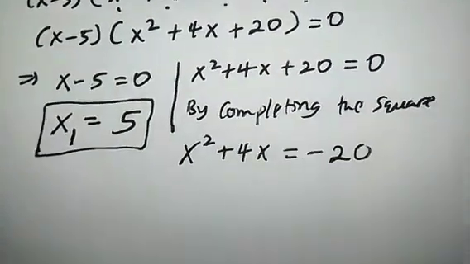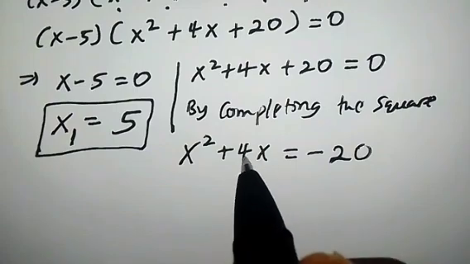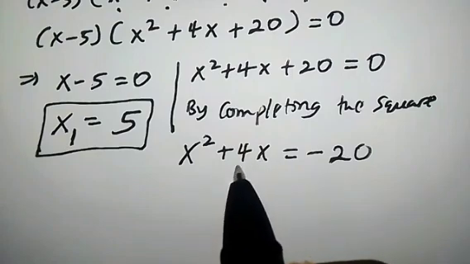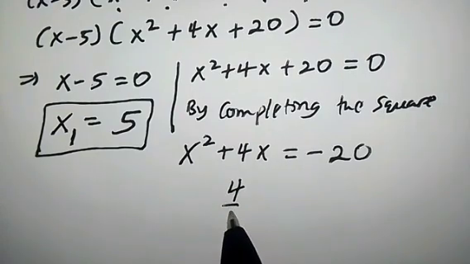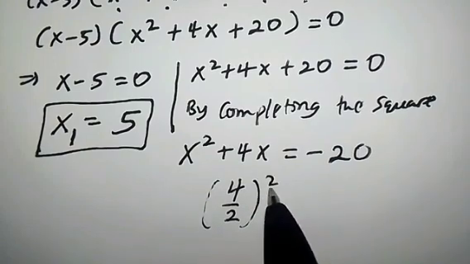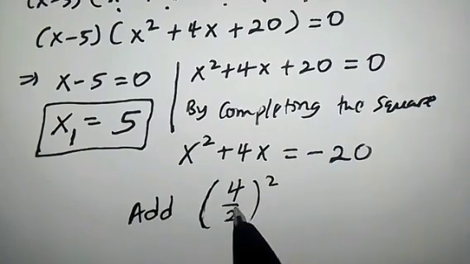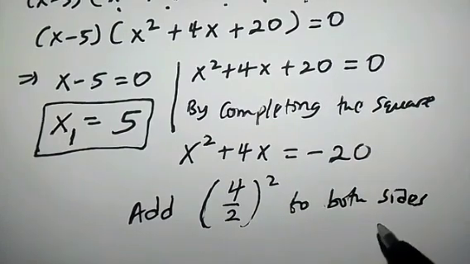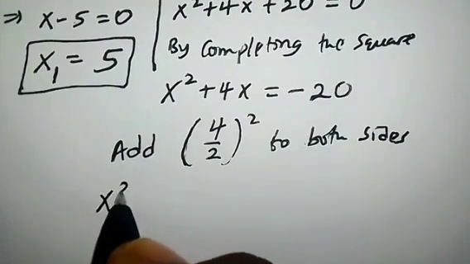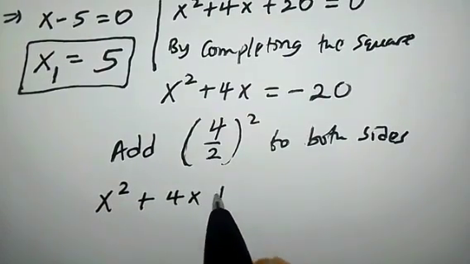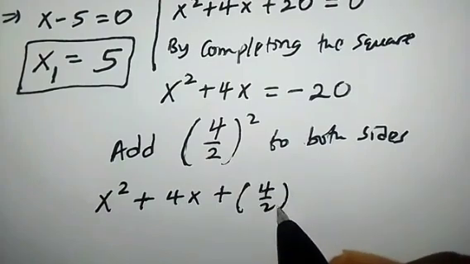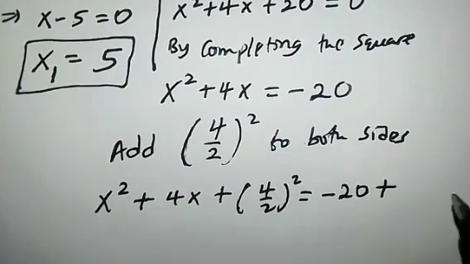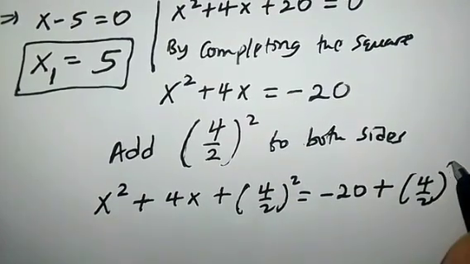The second step is that we're going to add half of the coefficient of x and at the same time square it to both sides. The coefficient of x here is 4. Half of it will be 4 divided by 2 and we square it. Add 4 over 2 all squared to both sides. Doing that, we have x squared plus 4x plus 4 over 2 all squared equal to the right hand side, minus 20 plus 4 over 2 all squared.